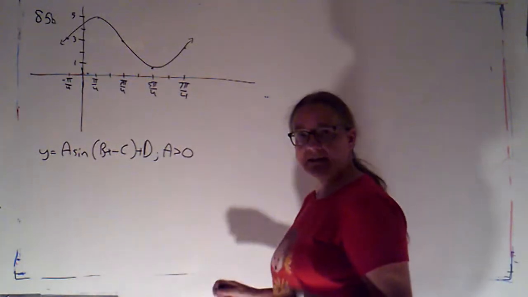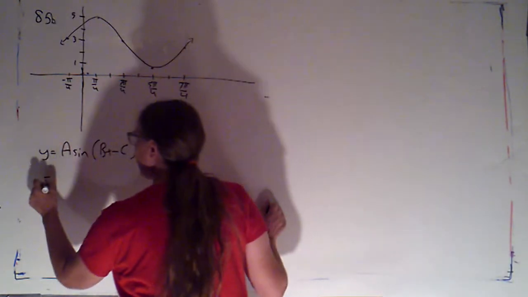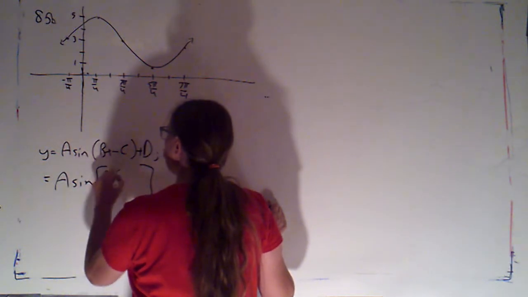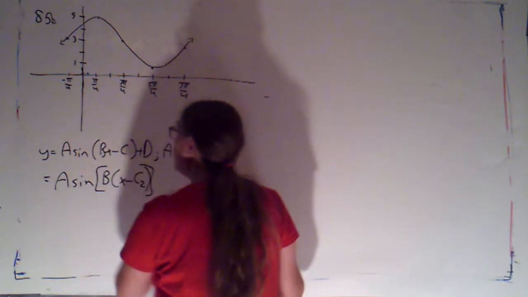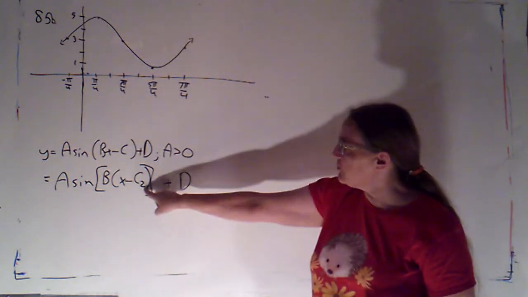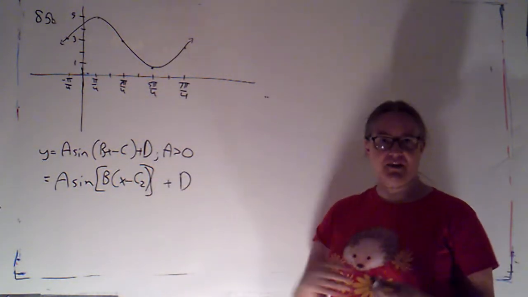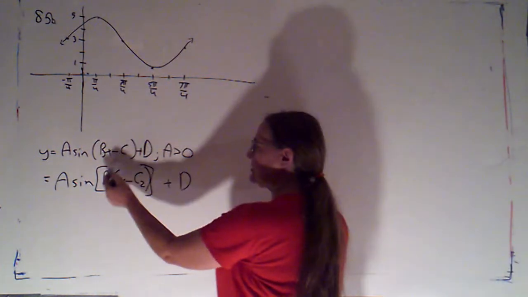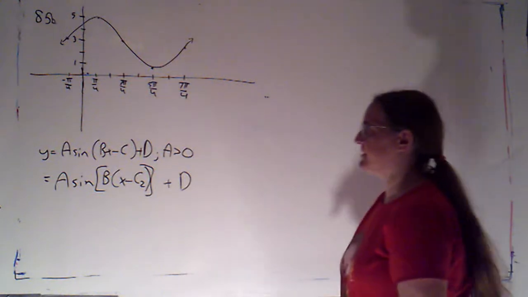Just as with the last example, I'm going to rewrite this to find a sine. In factored form, it would be B times x minus C2, plus D. Okay. So C2 will be the amount that I'm shifting things horizontally, and then to get things into the form that we're asked for, we'll just distribute the B once we've found it.